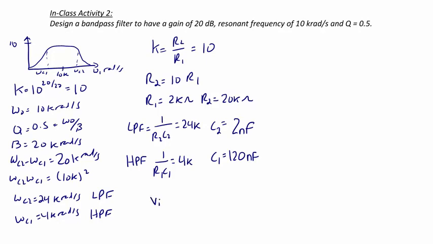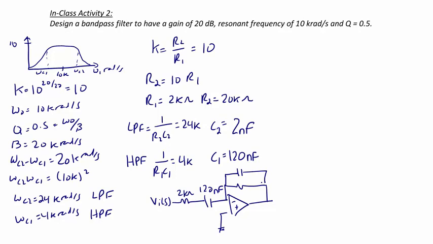We have an input, VI of S. Here we have the 2 kiloohm resistor and the 120 nanofarad capacitor for the passive high pass filter. And here's the ground. And now our feedback is the active low pass filter. Here's the feedback resistor and the feedback capacitor. The value of that resistor is 20 kiloohms, and the value of the capacitor is 2 nanofarads. And here's the output, VO of S.